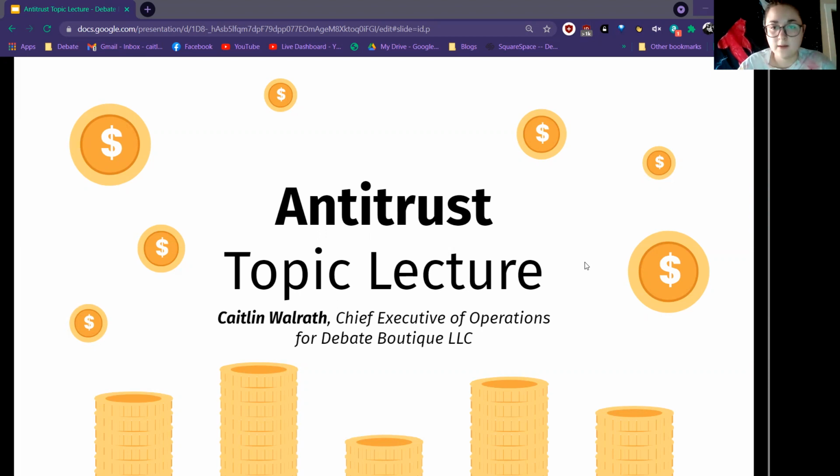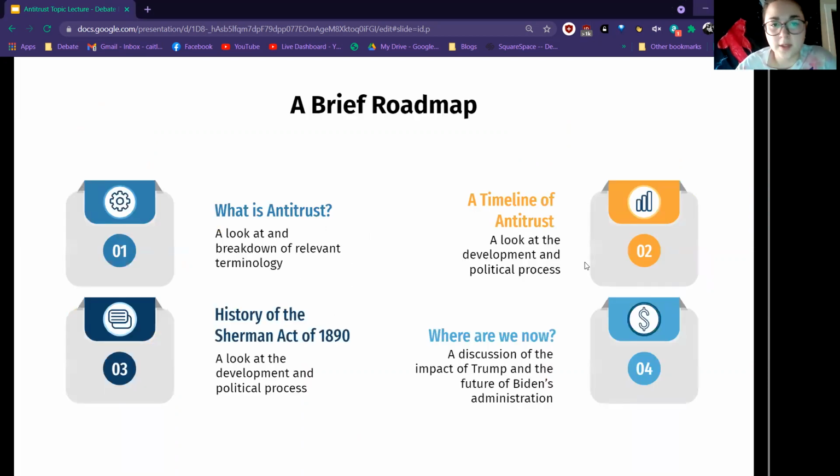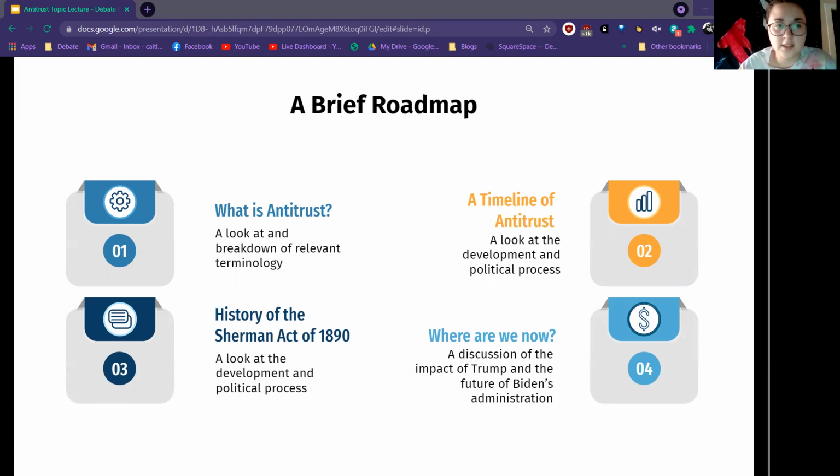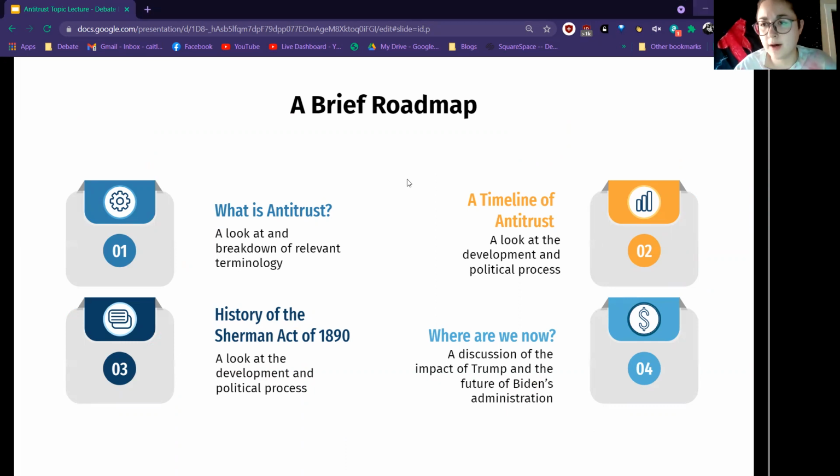So a brief roadmap of what I'll be going over. First, I'll be discussing what antitrust is and some of the key terminology that will help us get our heads around what exactly we're talking about, and what kind of trends we're looking for when researching this topic and what pertains to the conversation of antitrust.